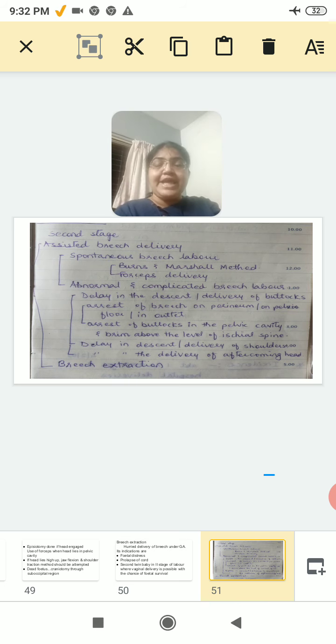And the second method of management is the breech extraction. We have discussed each method and each step in detail in the earlier slides. This picture is just to give you the whole plan of management in the second stage of labor, right? We have discussed the indications of each step, when which step is to be adopted. So accordingly, you can go ahead in the management of the breech presentation.